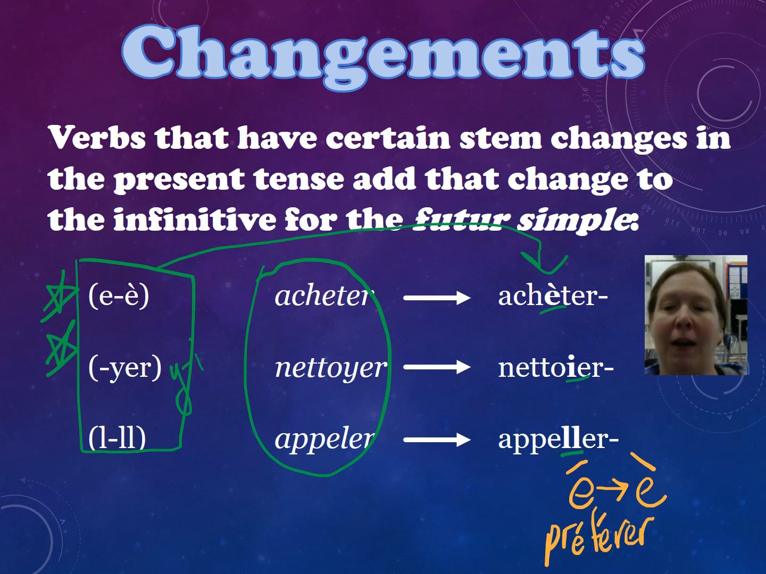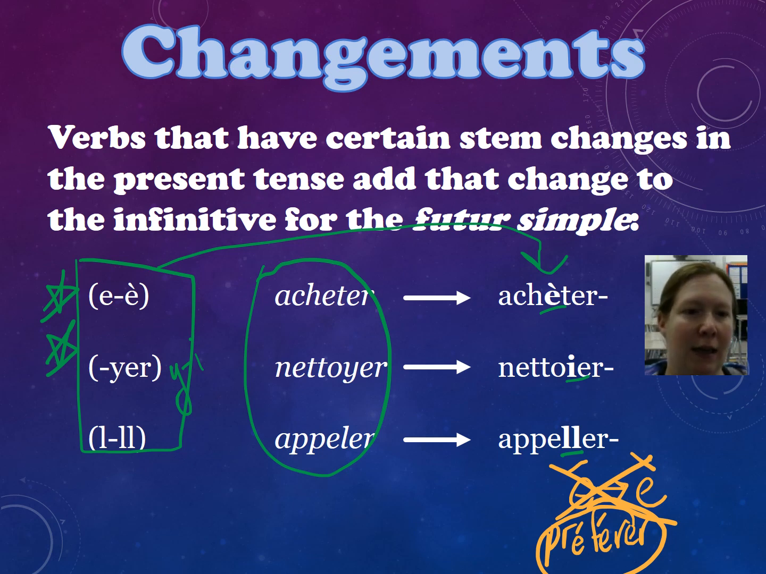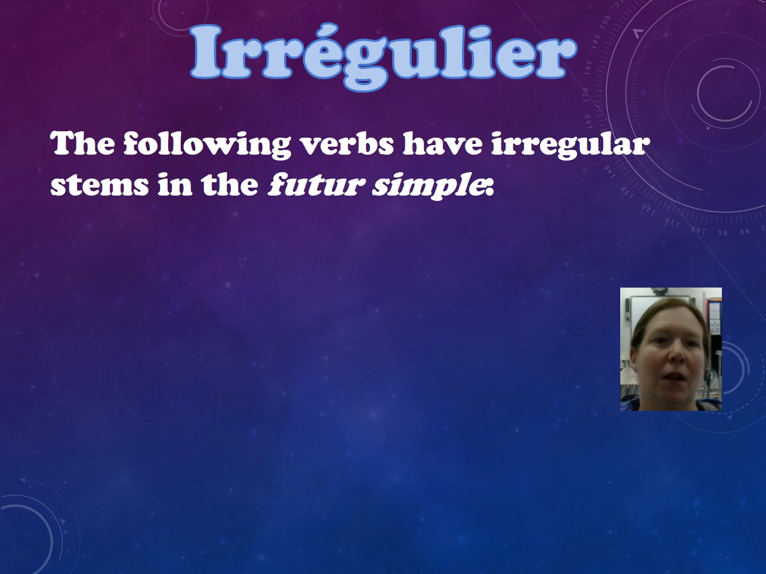Verbs like préférer, espérer, where you actually have a change in accent, have no change in the futur simple. You're just going to start with the infinitive. It's only these particular changes, the E where you add an accent like acheter, the YER verbs, and the double consonant verbs where you're going to make the change in the futur simple.